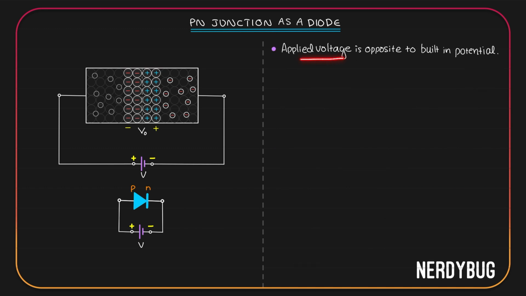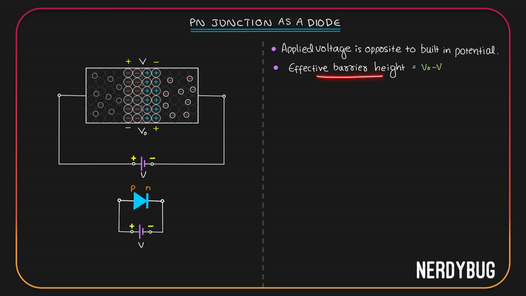Let's take the first case where the applied voltage is opposite to the built-in potential. The built-in potential is negative here and positive here. To oppose that, we apply the external voltage, positive here and negative here. Now, this potential will be dropped across the depletion region. Therefore, the net potential drop across the depletion region will now become V naught minus V.